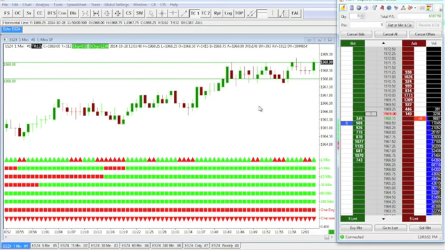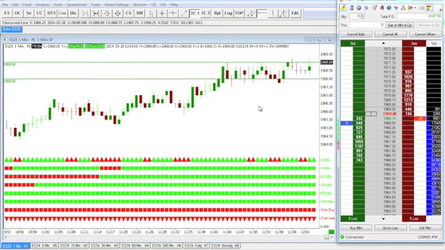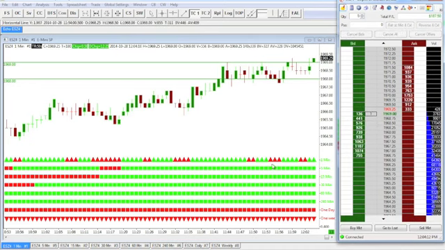Okay, so waiting on that. I think we might have missed this one. If it keeps moving away, we'll end up not even trying to get filled on this. Yeah, might have missed that one. That's just kind of the luck of the draw there. So we'll cancel that one and we'll wait for the next entry.